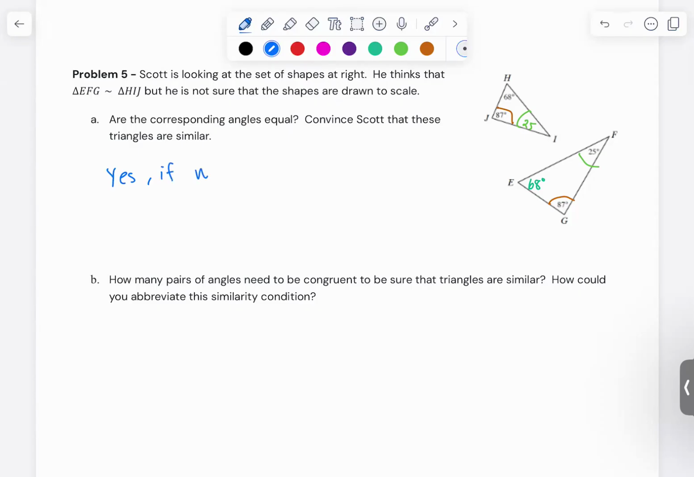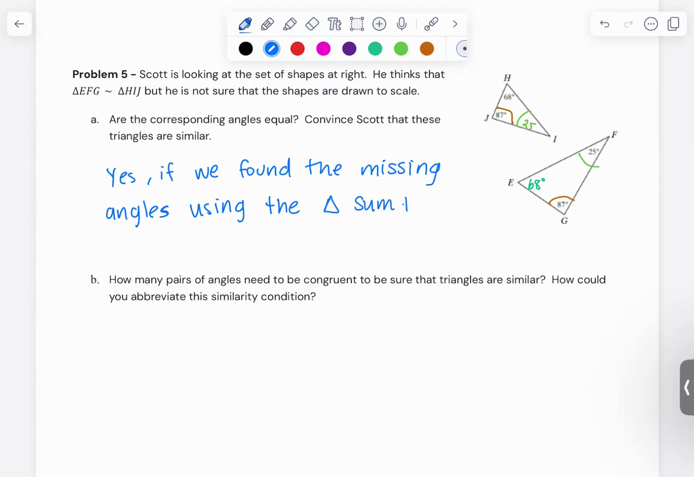If we found the missing angles using, and this is a famous theorem you all used last unit, the triangle sum theorem, and I'm just abbreviating here. All angles are equal.